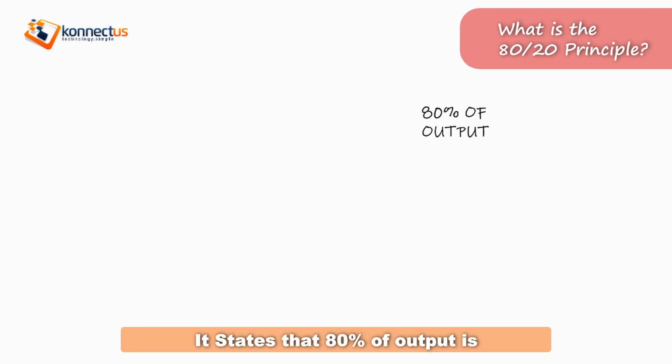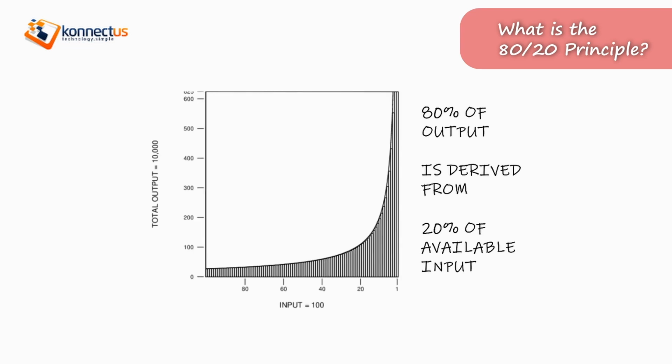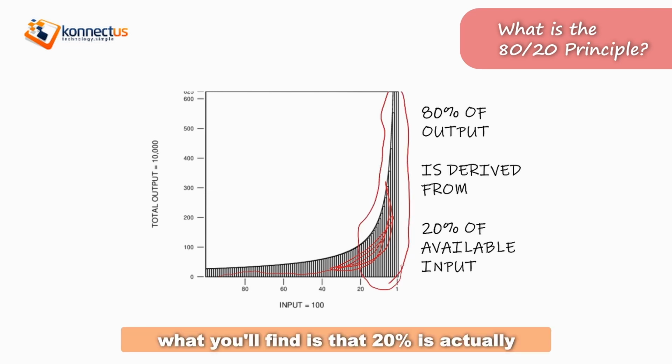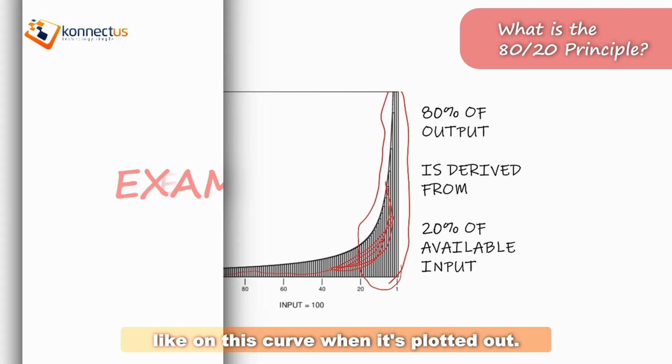It states that 80% of output is derived from 20% of available input. So if we plot that on a curve here, you can see that we've got an example of a total output of 10,000, and that's all of this area that's shaded underneath that curve. We've got a total input of 100 on the bottom there. If you have a look at this 20% here, what you'll find is that 20% is actually amounting to 80% of the total output. So that is what the 80-20 principle looks like on this curve when it's plotted out.